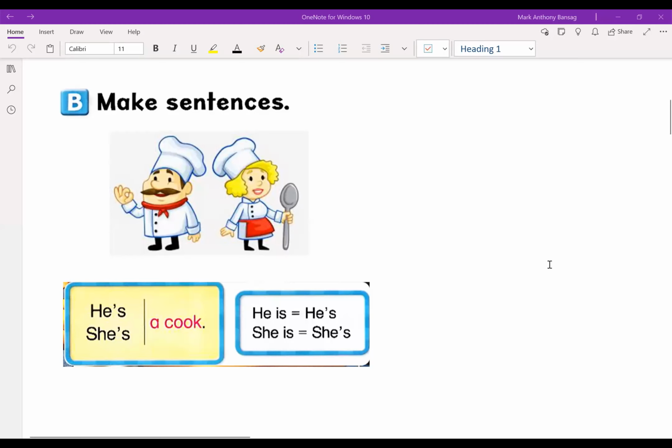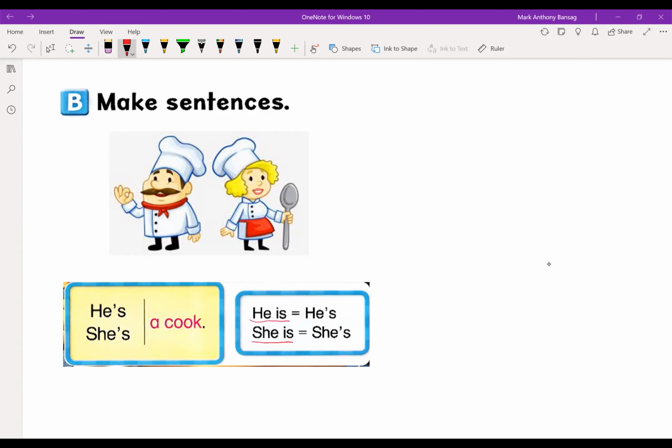Okay, now let's make sentences. And to make sentences, we're going to use the pronouns he and she. We can use he or she, and he and she go with is. So he is or she is. Or we can say he's or she's.